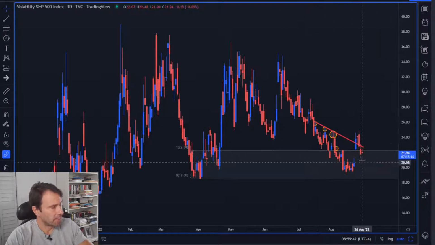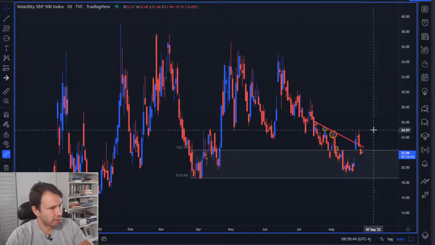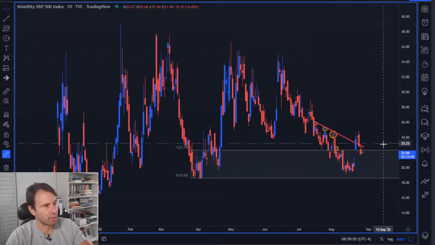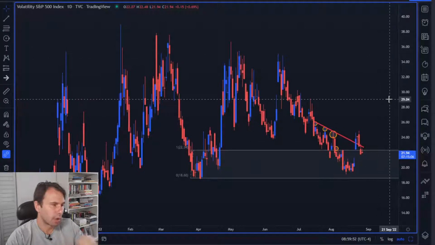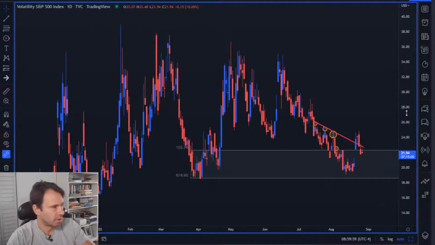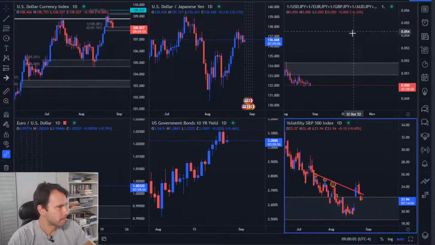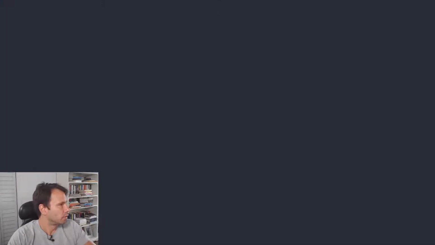But yeah, I'm paying attention to this. If the VIX breaks 25 again, I will expect a much larger downside on the equity market. But the dollar is not supporting it, the yen is not supporting it, bonds sort of, right? All right, so let's go to crude oil.